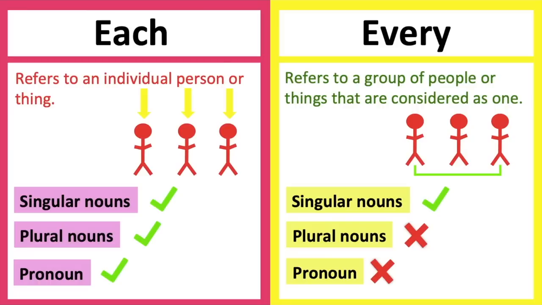So now that we know that each and every can both be used when referring to three or more things, there are often situations where each and every can be used interchangeably. So, for example, we have 10 fingers, therefore each can be used when referring to each individual finger, and every can be used when referring to all the fingers as a group.